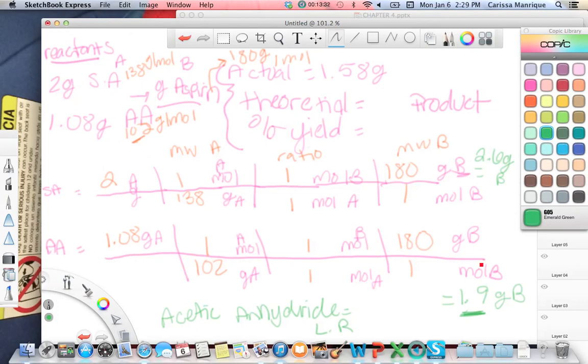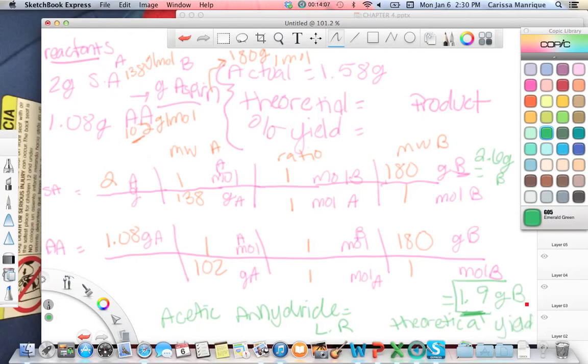So we go back to the cookies. Remember, our Oreos, the cookies can only produce 3, while the cream could produce 10, but we're limited by the 3. So this says we can only make 1.9 grams of B. And guess what? Since we went all the way to grams of B, this is also our theoretical yield. And that's why I like to go all the way to grams. It just makes it easier for me. So this is a theoretical yield.